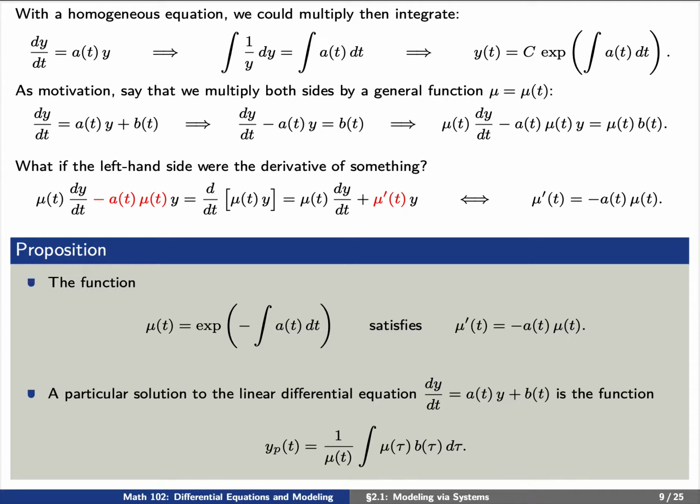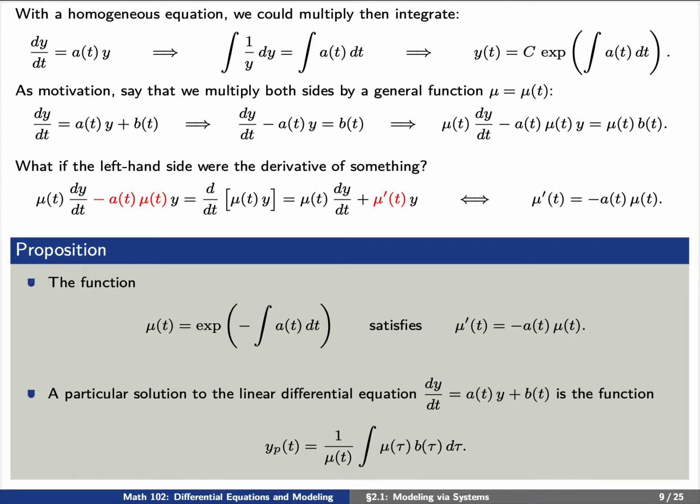As motivation, say that we have a non-homogeneous equation, dy/dt equals a(t) times y plus b(t). We'll try to solve this equation by using a similar technique. First, let's bring all of the y's to one side by subtracting a(t) times y, and then we'll multiply by a general function mu(t). What if the left-hand side were the derivative of something?